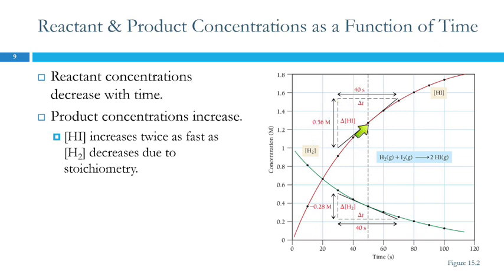So at 50 seconds, we've got 0.56 over 40. And here, at 50 seconds, we're looking at negative 0.28 over 40. And so this is changing at a slower rate than that is. So if we take 0.28 and multiply by 2, we get 0.56. So the slope is twice as large because we're making 2 for every 1. Does that make sense?